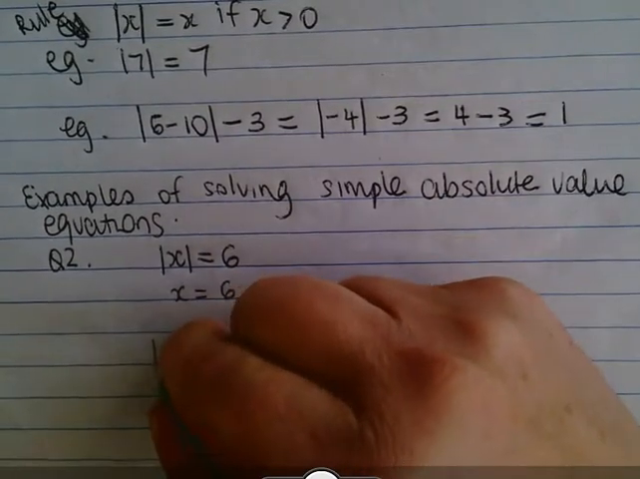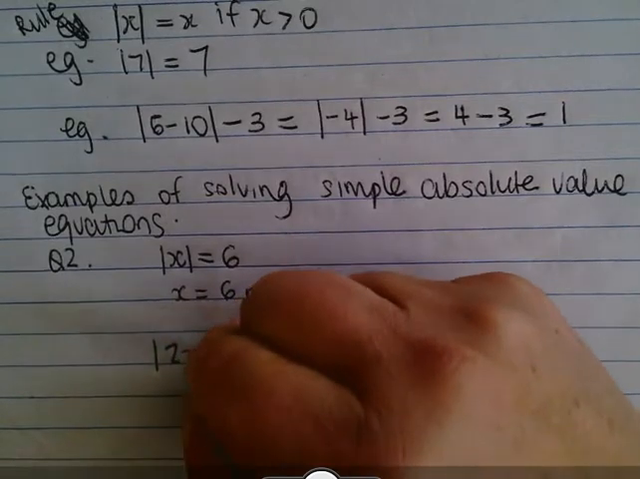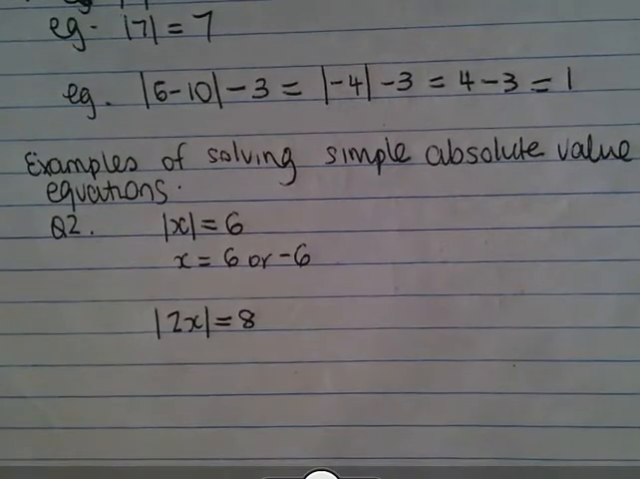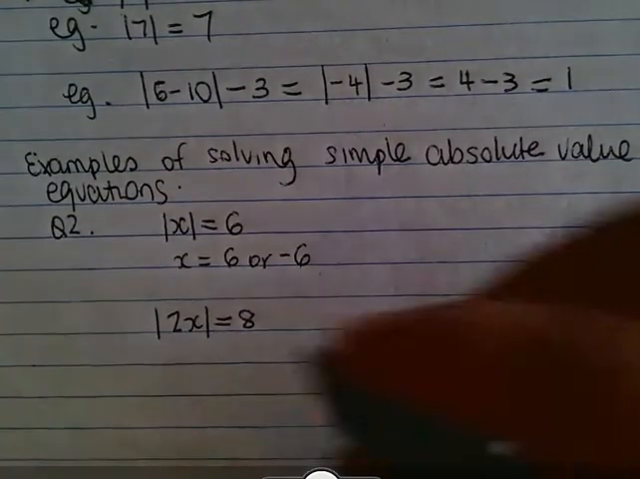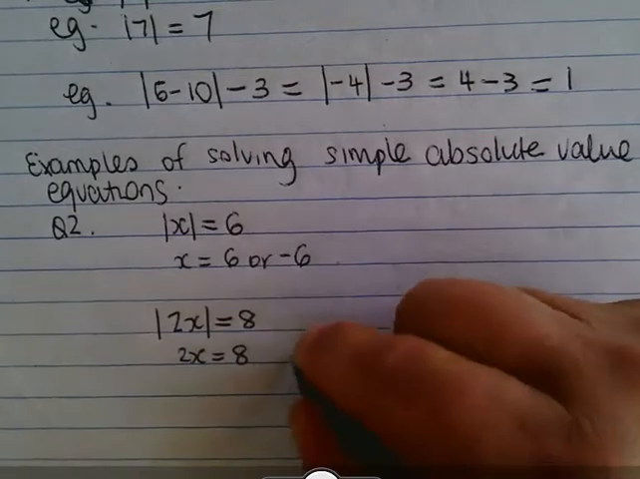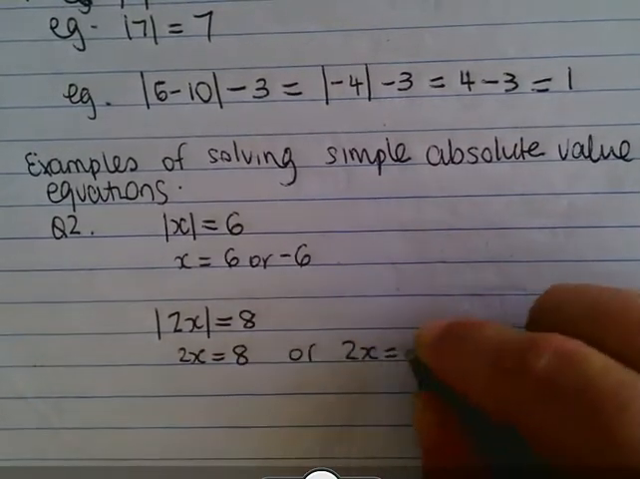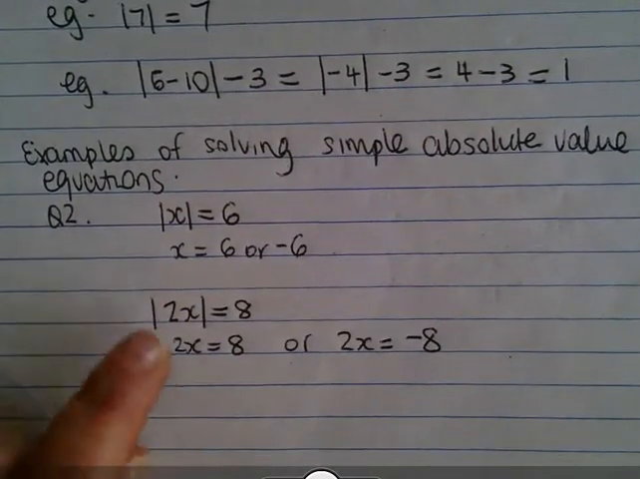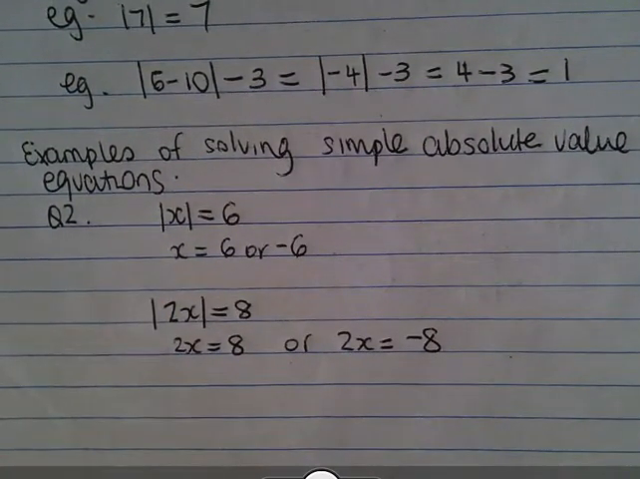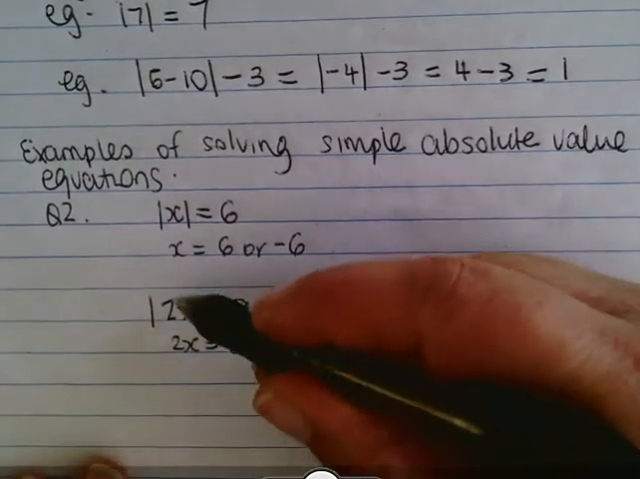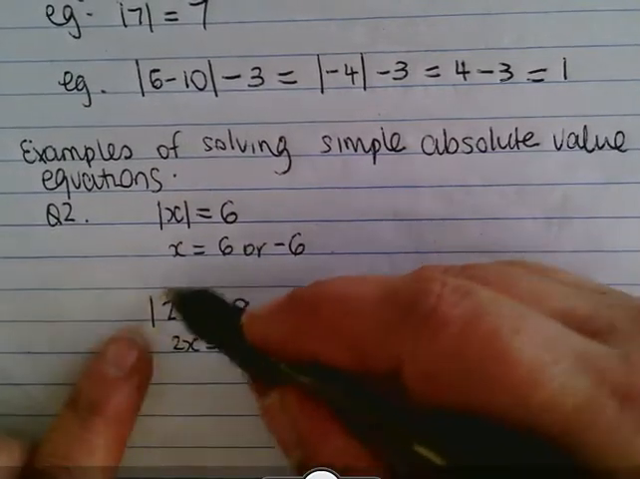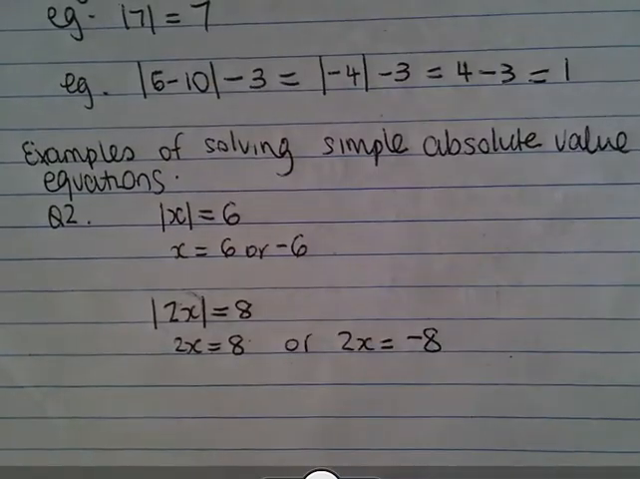Here's another one. The absolute value of 2x equals 8. What could that 2x be? Couldn't that 2x be 8, or couldn't that 2x equal negative 8? Do you get what I'm doing? So I know you're thinking x is 4. It is, but there is another answer. So if the absolute value of 2x is 8, that means that that whole 2x could equal 8, or that whole 2x could equal negative 8.